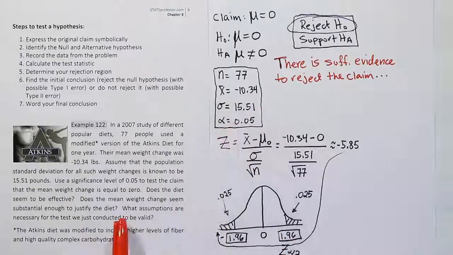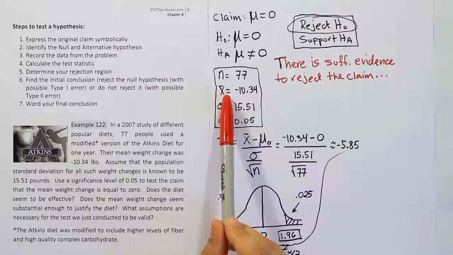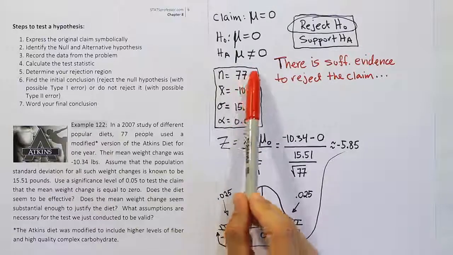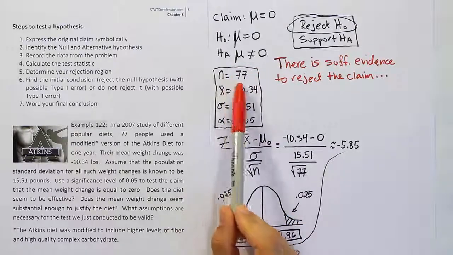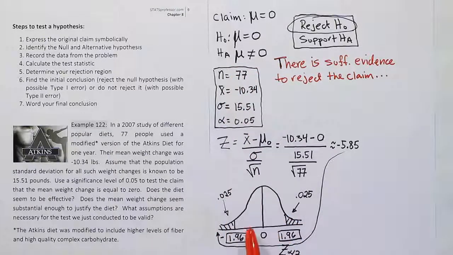And then last, it says, what are the assumptions necessary for the test to be valid? Well, those assumptions are pretty simple. We used a bell curve down here, so we somehow assumed normality. We were able to make that assumption because the problem deals with x bar, and x bar, according to the central limit theorem, is normally distributed whenever the sample size is over 30. So this sample size of 77 allowed us to use a z distribution, or a bell curve.